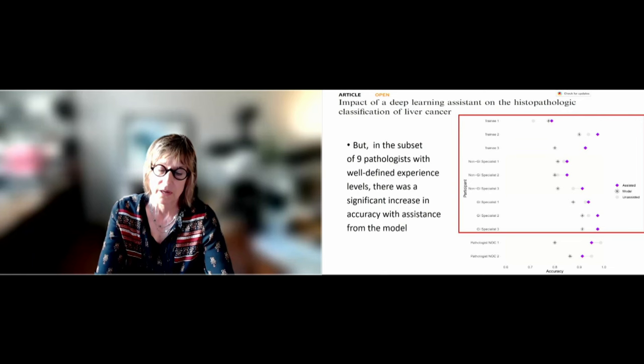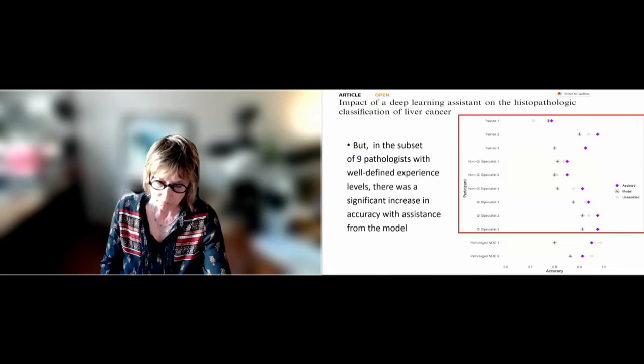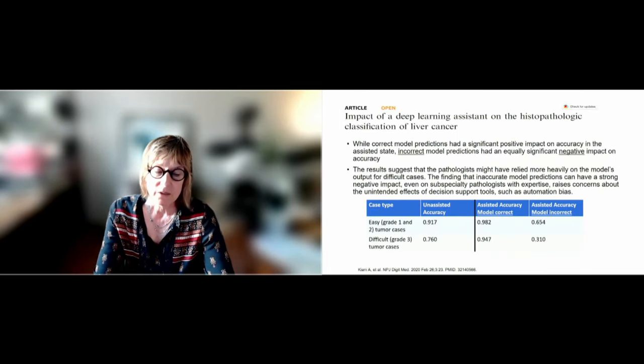But in a subset of pathologists, there was increased accuracy with using AI machine learning assistance. Next slide. This study illustrates important AI machine learning performance differences that vary with pathologist experience levels and case difficulty levels. The authors conclude, while correct model predictions had a significant positive impact on accuracy in the assisted state, incorrect model predictions had an equally negative impact on accuracy.